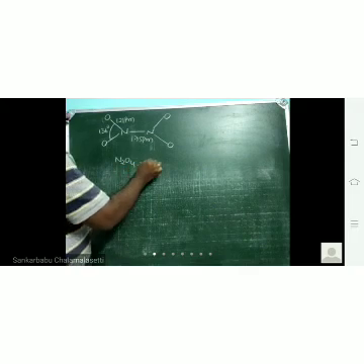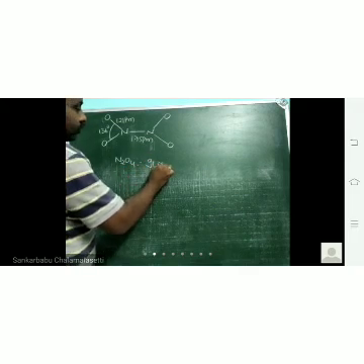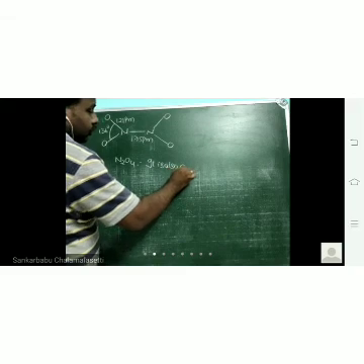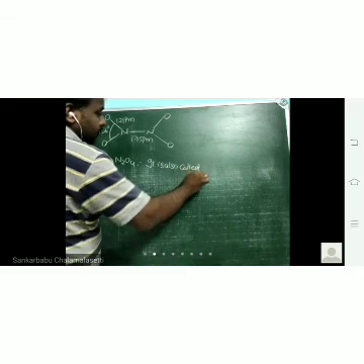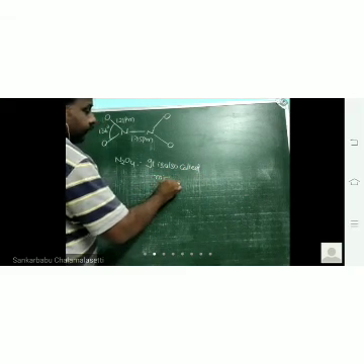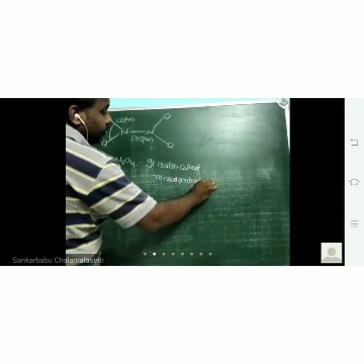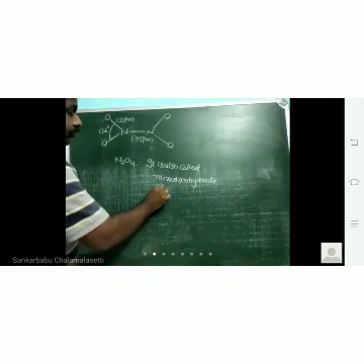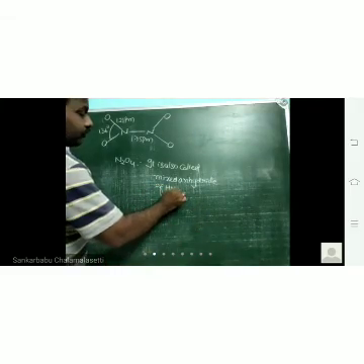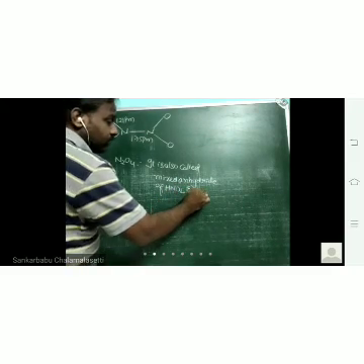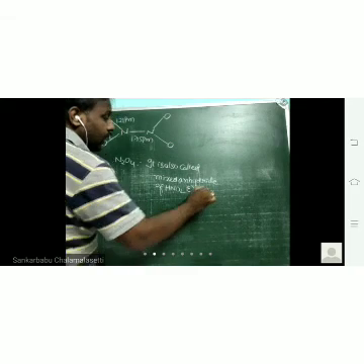So N2O4 is also called mixed anhydride of HNO2 and HNO3. HNO2 is called nitrous acid and HNO3 nitric acid.